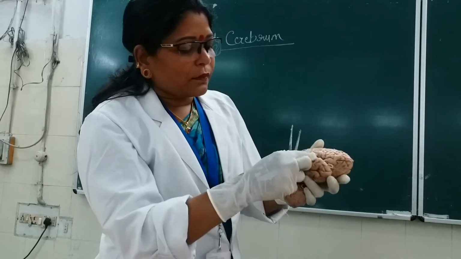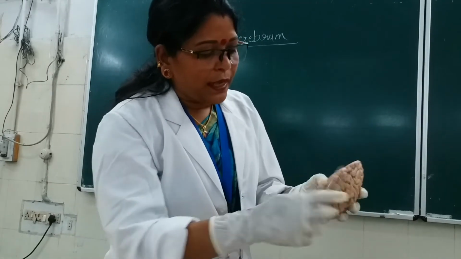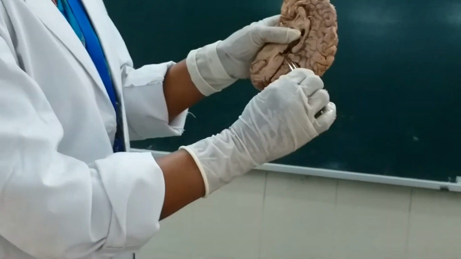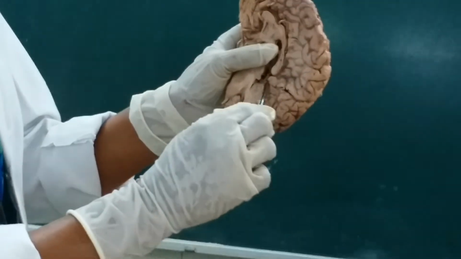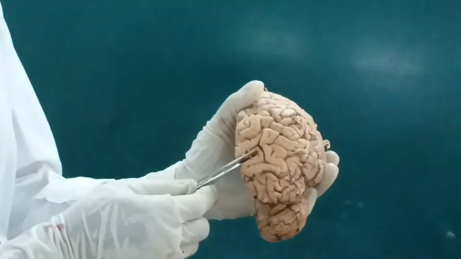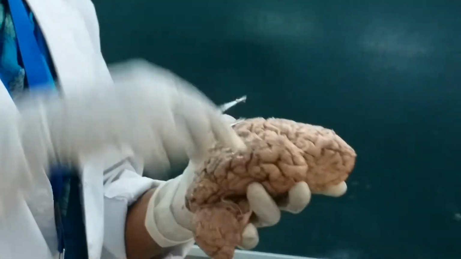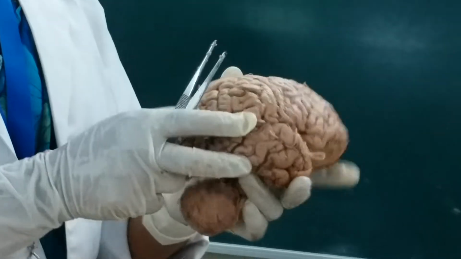Now, look here, this is the parieto-occipital sulcus which is starting on the medial surface. The parieto-occipital sulcus starts on the medial surface and it goes up to the superolateral surface here. Okay. Now, one by one, and one more sulcus, that is the calcarine sulcus.